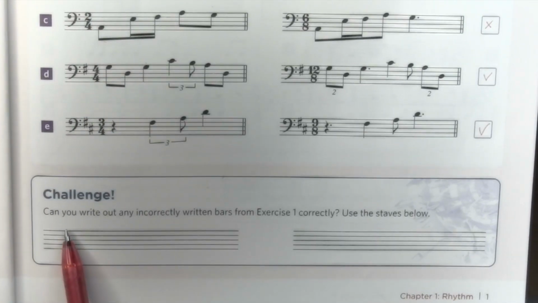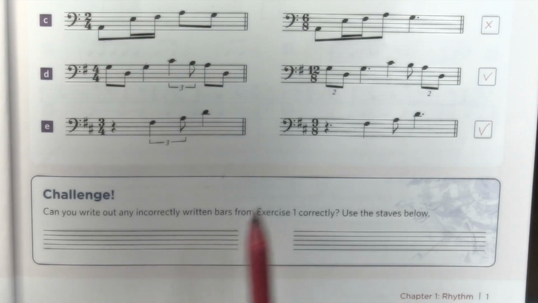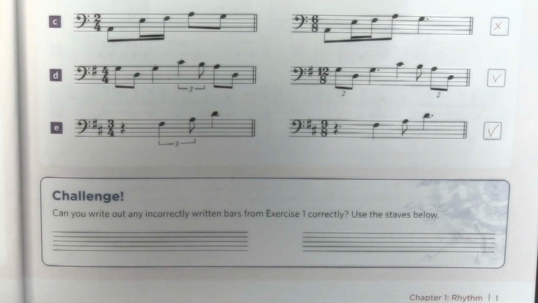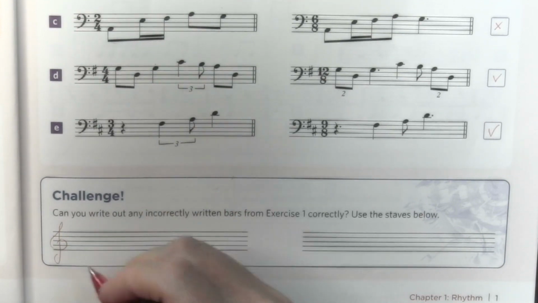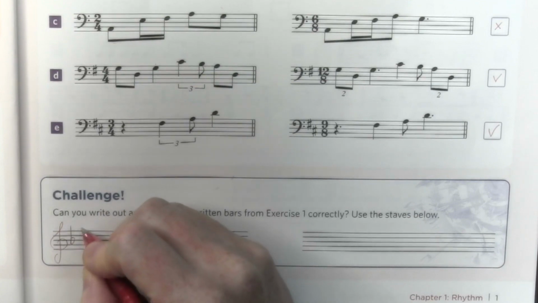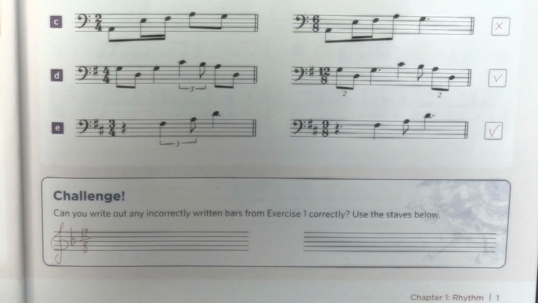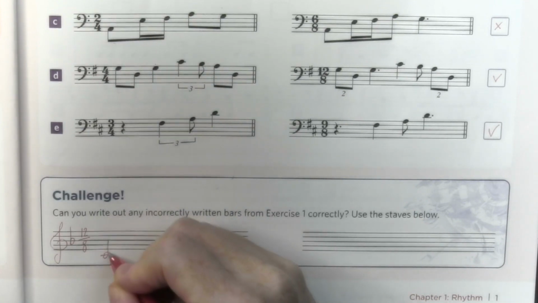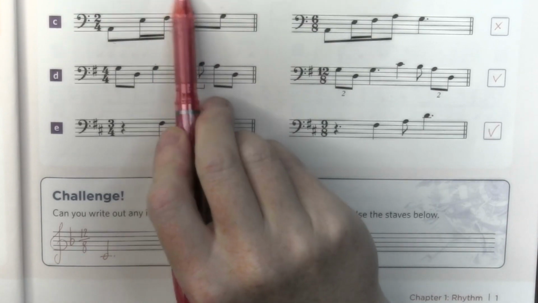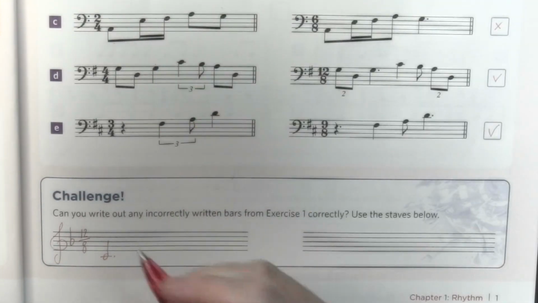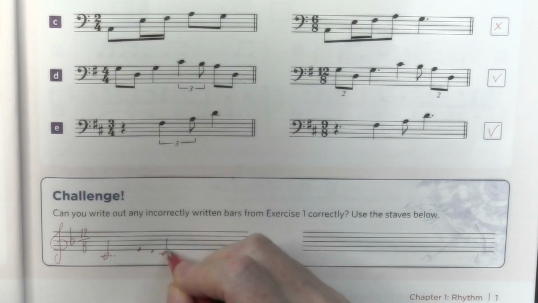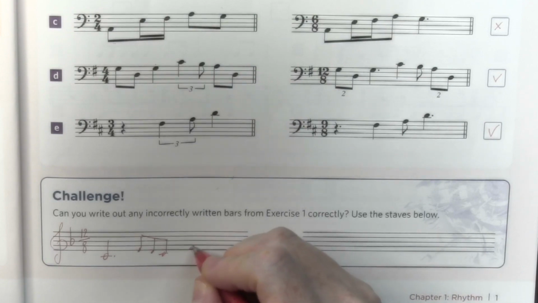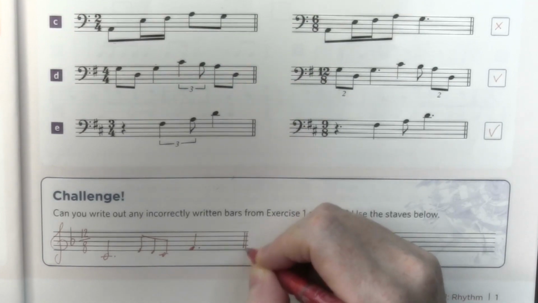The challenge here asks us to rewrite correctly these 2 bars. So let's do it. Flat, 12/8. Now these 2 crotchets become the dotted minim. A triplet, we would just delete the symbol. We leave them as they are. And the crotchet becomes a dotted crotchet. There you go. That's it.